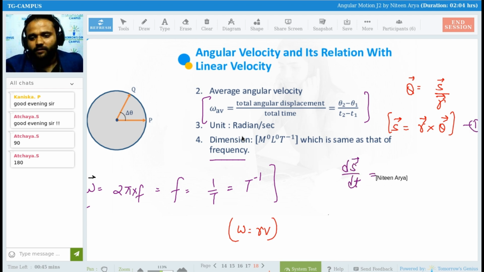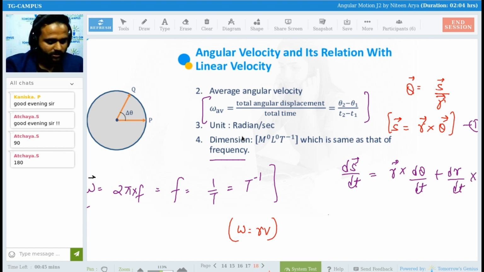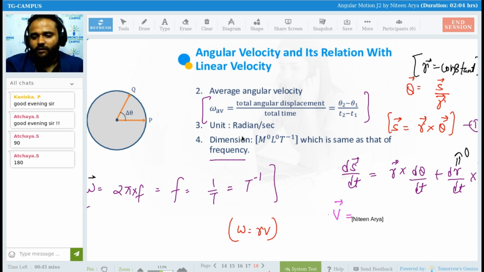ds by dt, r is going to be constant, so r cross d theta by dt, you can do that also, plus dr by dt cross theta, but this second term is 0. Why? Because r is constant here. It is a radius vector, right? So when it is a constant, it is a radius vector, so that is v, and that is r, and that is omega.